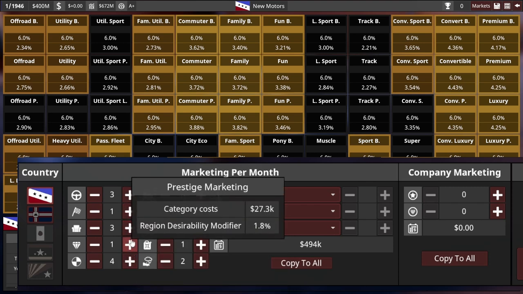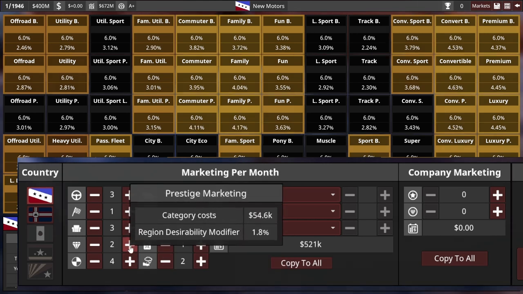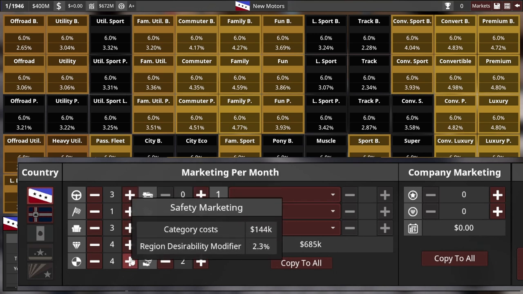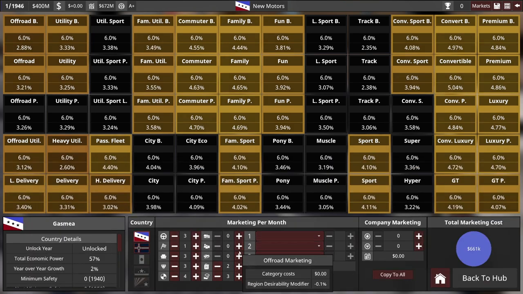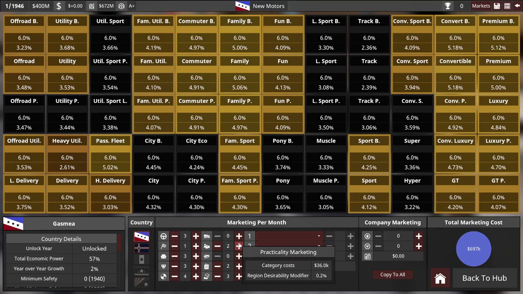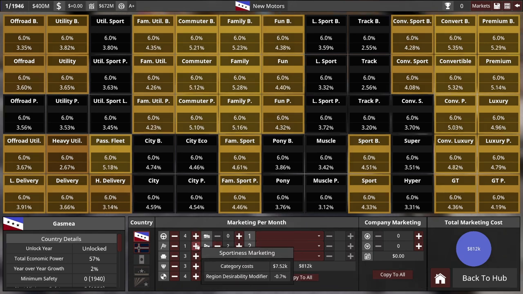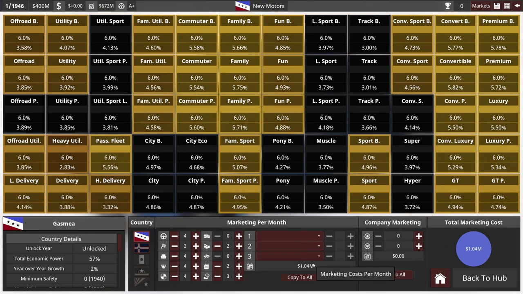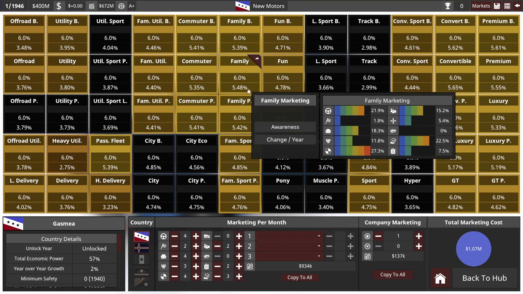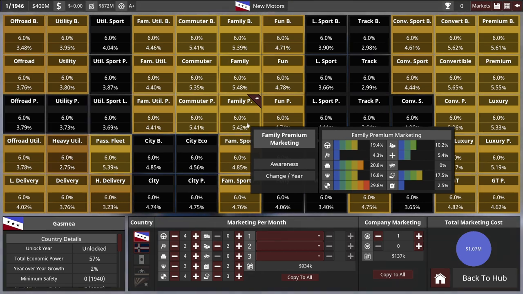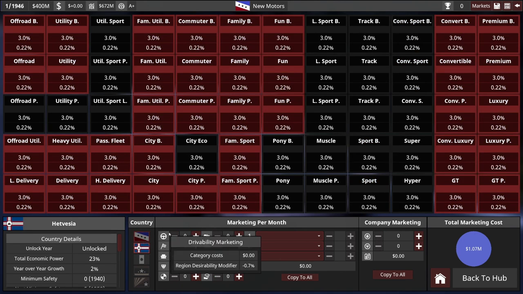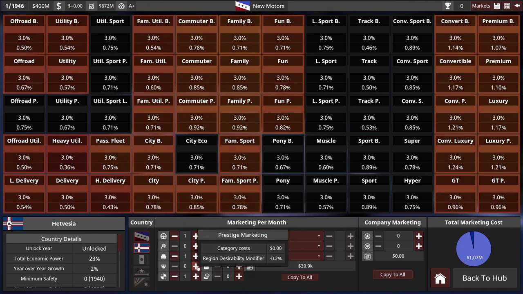And we can also see that the category cost varies. The stats that are more important to more markets are higher. So if I'm spending level 4 in prestige, they cost me more than level 4 safety. Practicality is good for family. We're at $700,000 now. Cranking it up. There, $1 million spent in Gazmia. Reputation marketing on there too. That down. And we can see that the awareness of family or family premium is going to grow by more than 5% each year, currently projected. And in our neighboring country, Hevasia, we can do the same thing. I'm not going to spend as much money there.